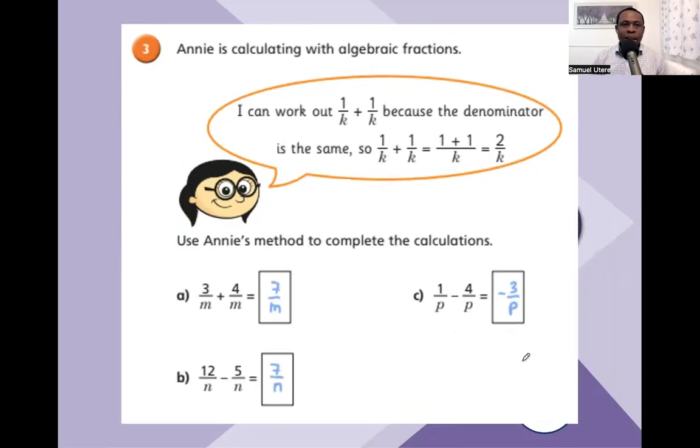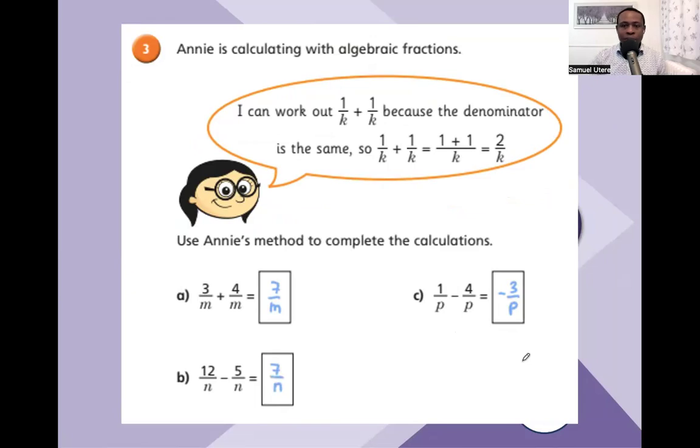So here, you're asked, Annie is calculating with algebraic fractions. She says, I can work out 1 over k plus 1 over k because the denominator is the same. Of course, she's right. So she says 1 over k plus 1 over k will be 1 plus 1 over k. Next, you're asked, use Annie's method to complete these calculations.